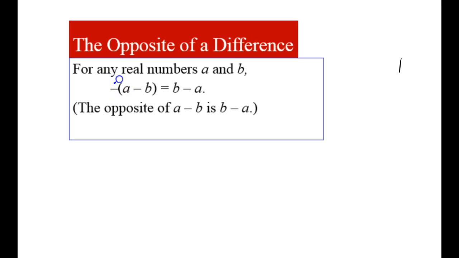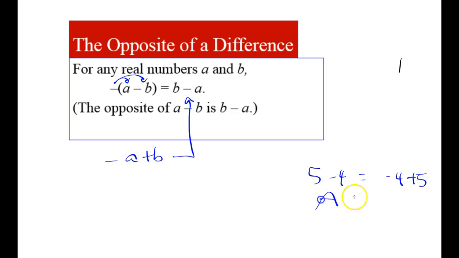So when you're distributing, you can distribute this as the opposite. Instead of writing negative a plus b, sometimes it's easier to write b minus a. Remember, 5 minus 4 is the same thing as negative 4 plus 5. It's just, I think answer A looks a little bit cleaner than answer B.